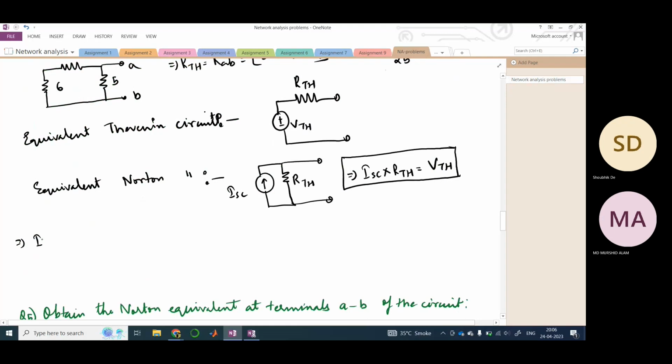Therefore, what would be our ISC, or Norton's current? This would be 8 and this was 4, right? So this will be 2. So ISC is 2 amperes. Therefore, this is your answer, and also the other.